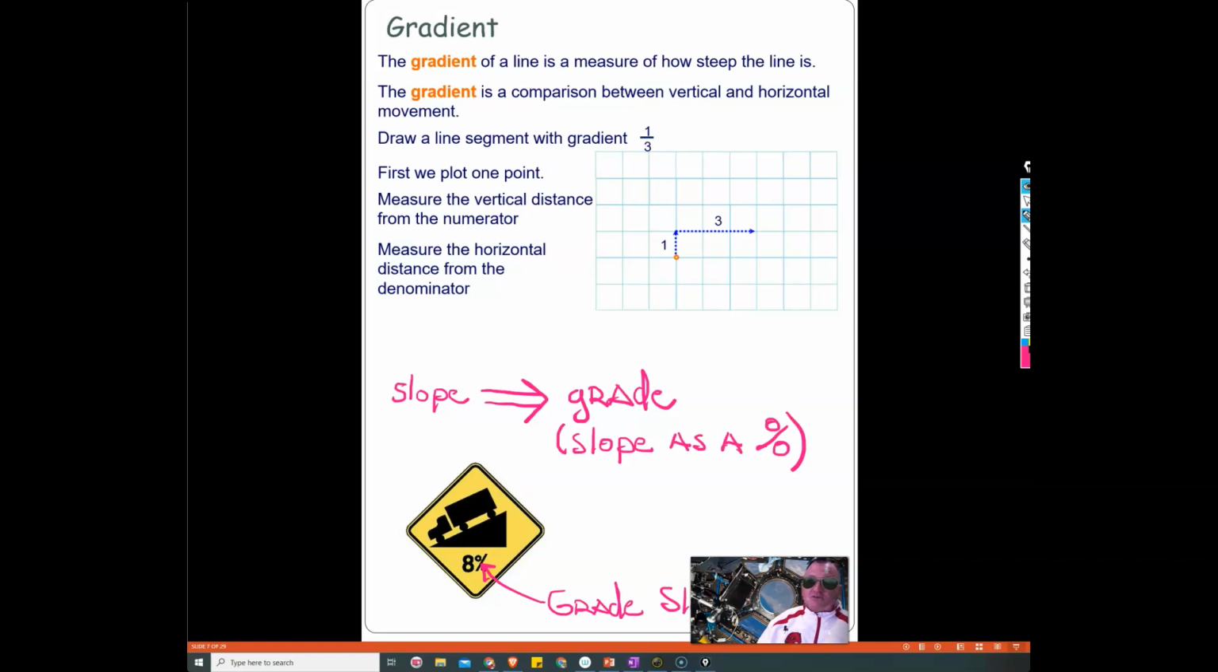So to turn something into a grade, all you do is you just divide out your slope. So this is going to be 0.33 repeating, and then you multiply that by 100. So that would have a grade of 33%.